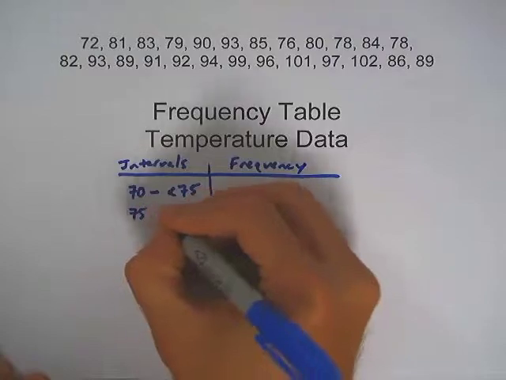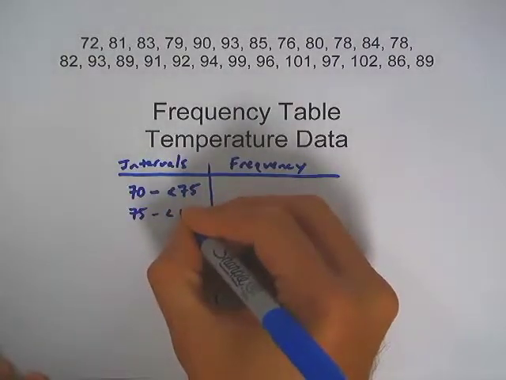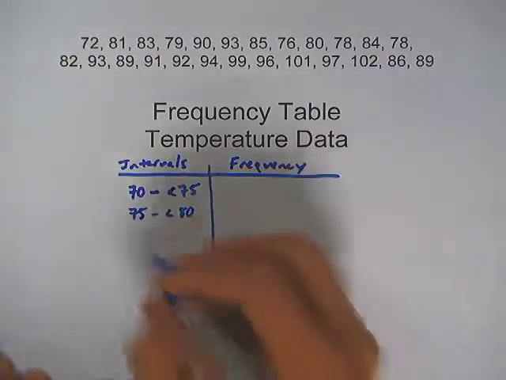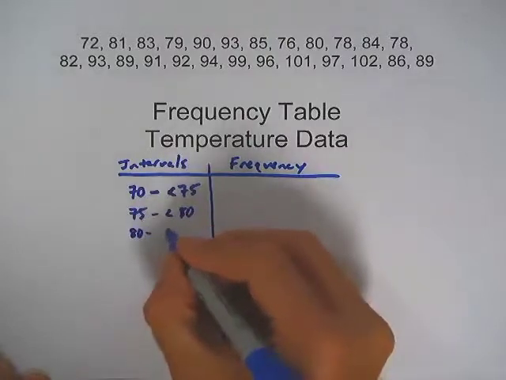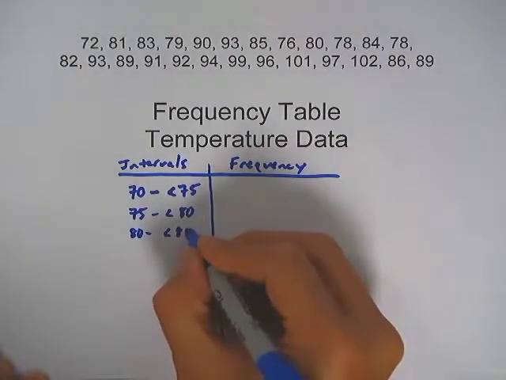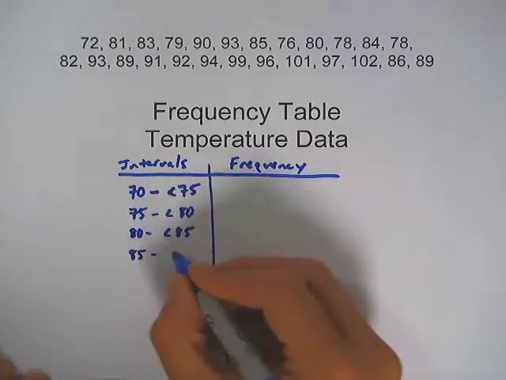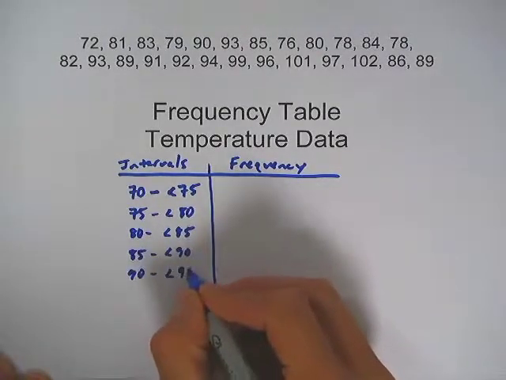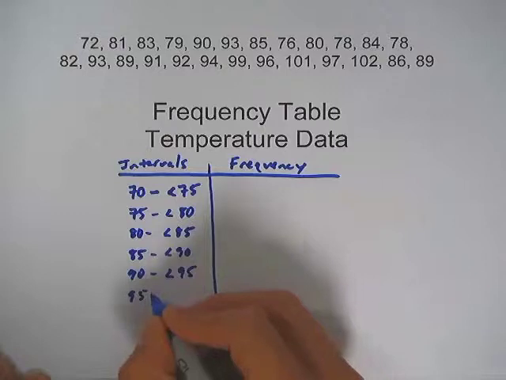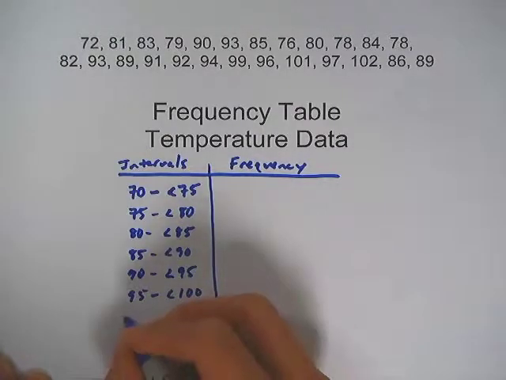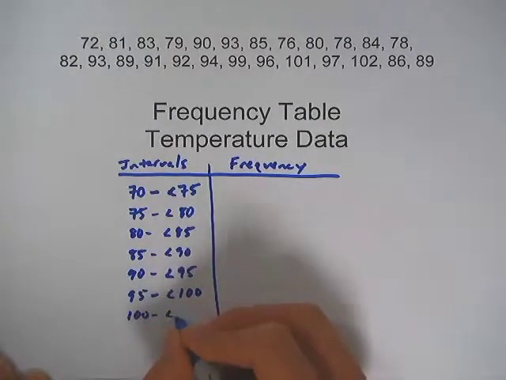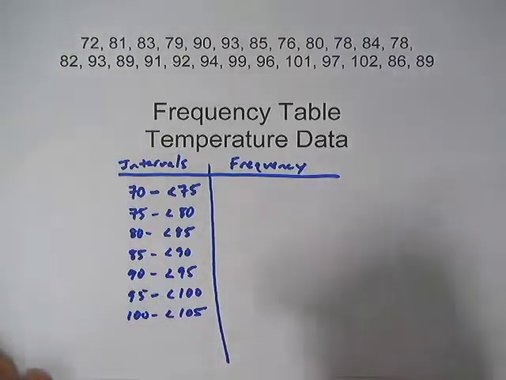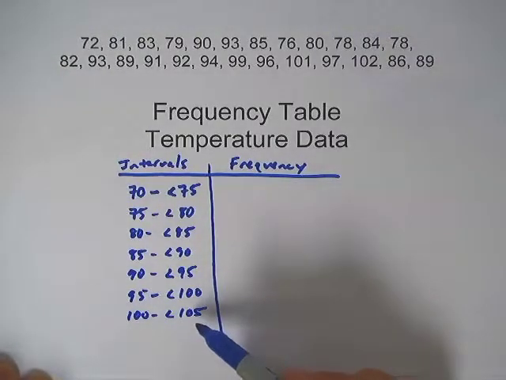75s are going to go in the next interval, which would be 75 to less than 80. Then I'm just going to complete this column of the table. So 85 to less than 90, 90 to less than 95, 95 to less than 100, and 100 to less than 105. I didn't have any temperatures 105 or greater, so I can stop there.